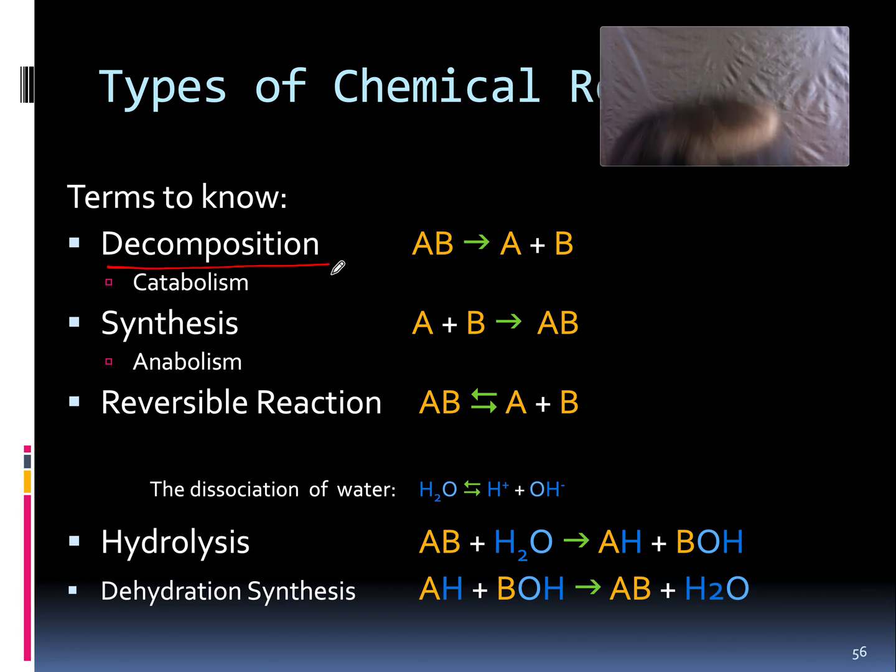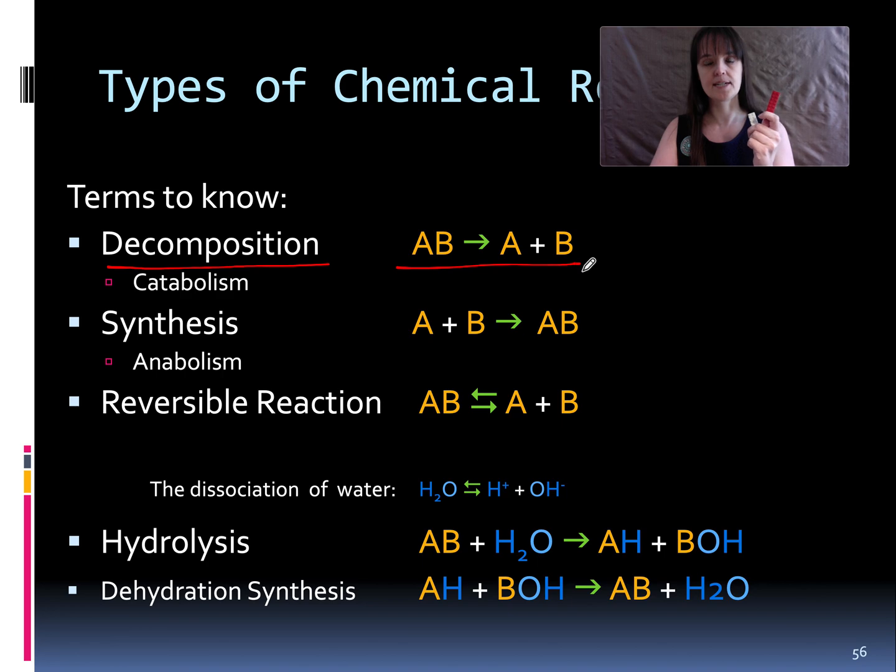Or Fortnite. Okay, so decomposition is when you have an AB. So we got AB here. And then the decomposition reaction, here's the chemical reaction. Ta-da, A plus B. This is a decomposition reaction. So it breaks a molecule down, and it's written like this. The arrow means that a chemical reaction has happened.